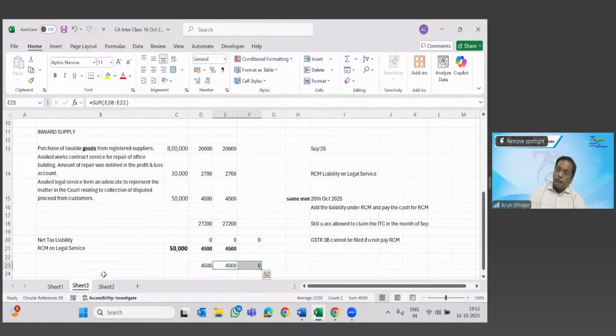Anil, the statement is correct, but GSTR 3B is made in such a manner that you cannot file 3B without paying RCM. There is no online transaction in RCM. The statement is not clear, Aditya. Can you please ask again?